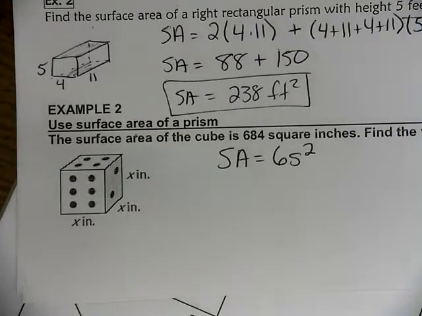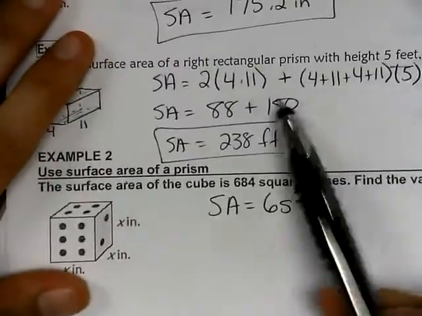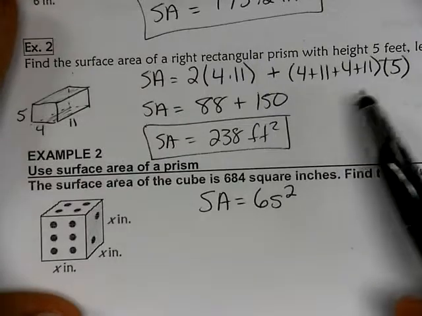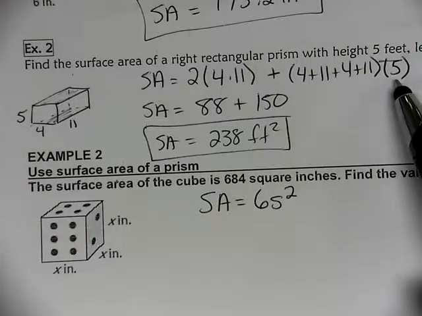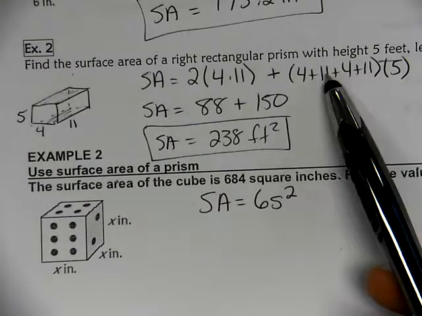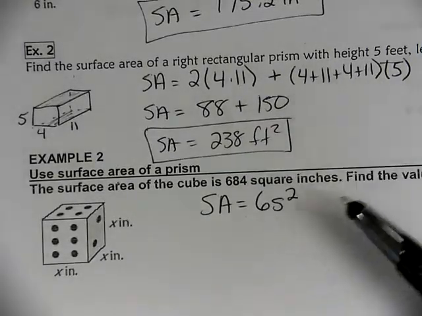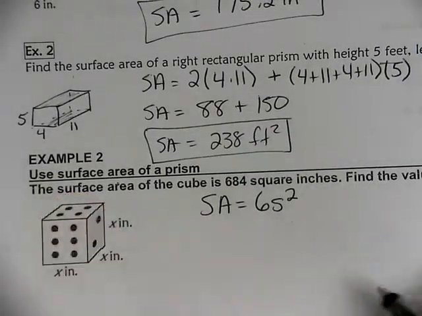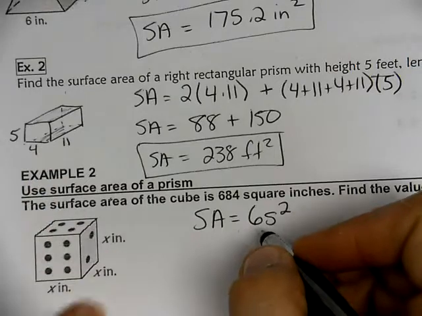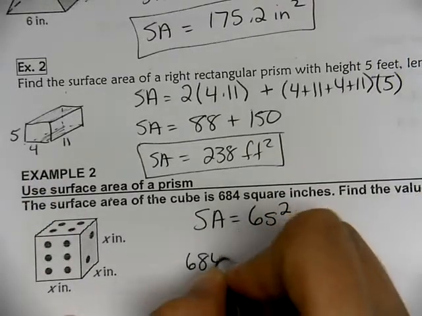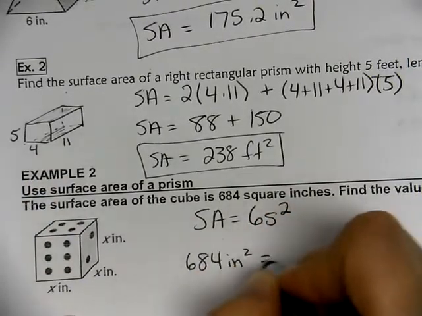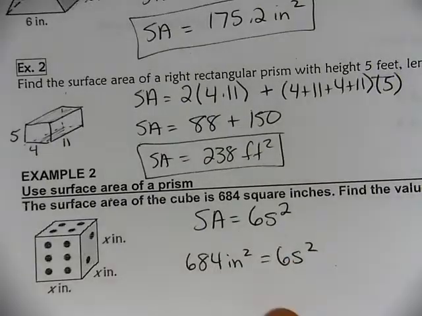So cube surface area is one of the only ones where we can go backwards, because for a prism, these get too complicated to try and solve. You can maybe solve for the height, but that's about it. You can't solve for one of these guys. It just gets too complicated. So here we have the surface area of this die is 684 square inches. We need to find the side length.